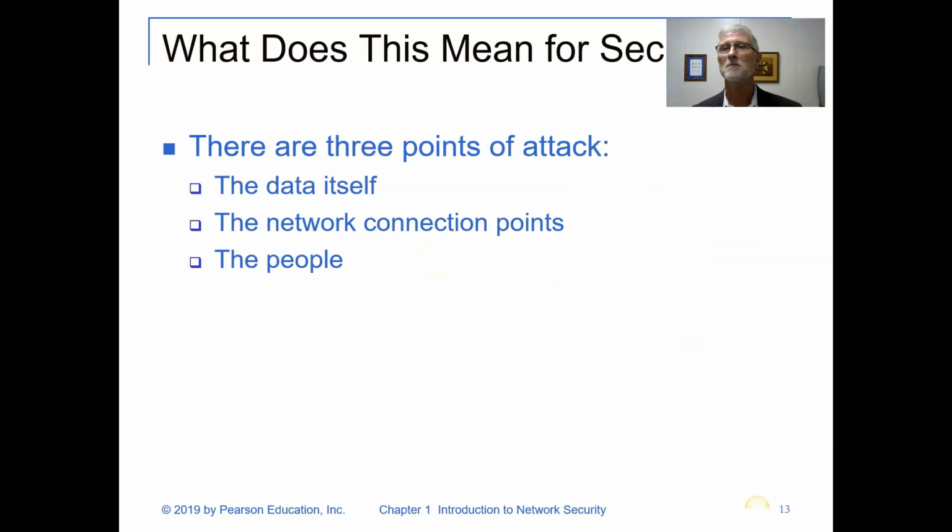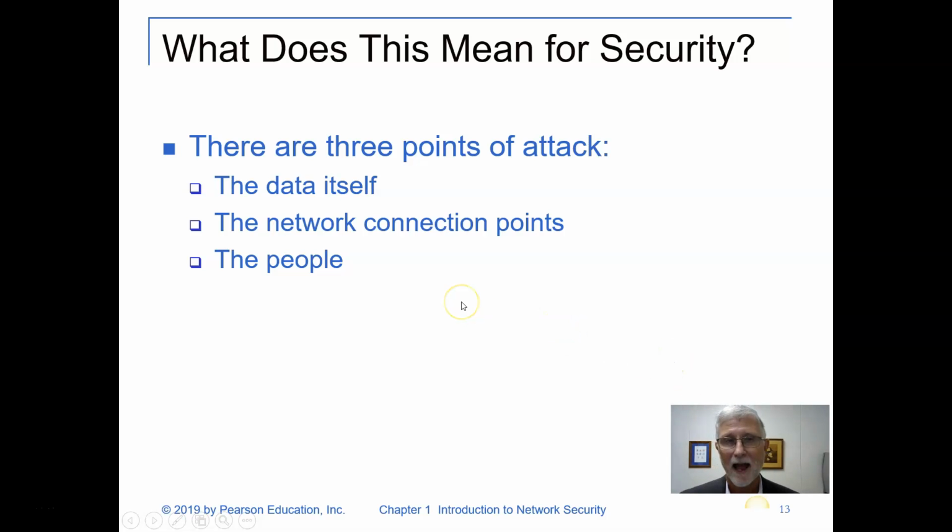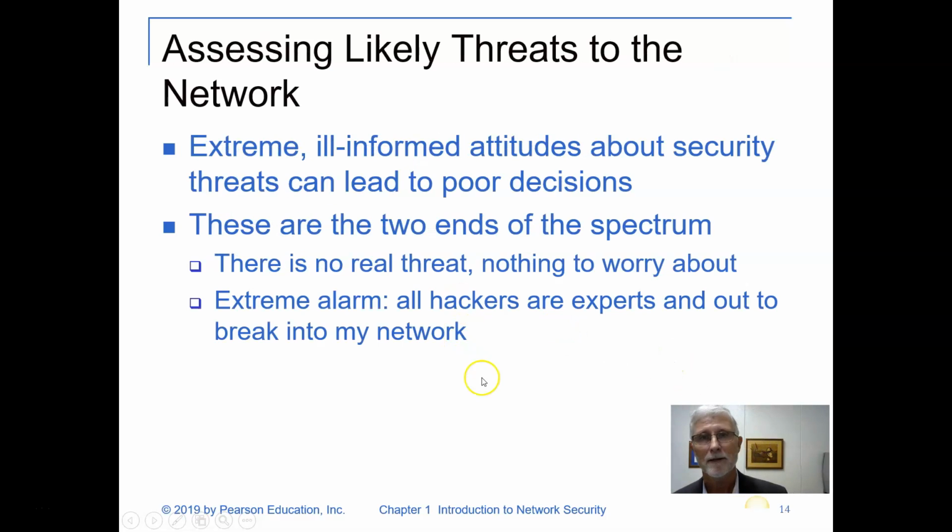So the question is, what does all this mean for security? Well, basically, there are 3 points of attack in any network. It's either one, the data itself, because there are flaws in that. Two, the network connection points. Is there a loophole or a weakness where all these networks come together? The router, the hub, a server maybe. Or three, the people themselves. Is somebody leaving their password out where they can see it? Now, if I'm trying to figure out, okay, how do I know if I've got a threat to my network?